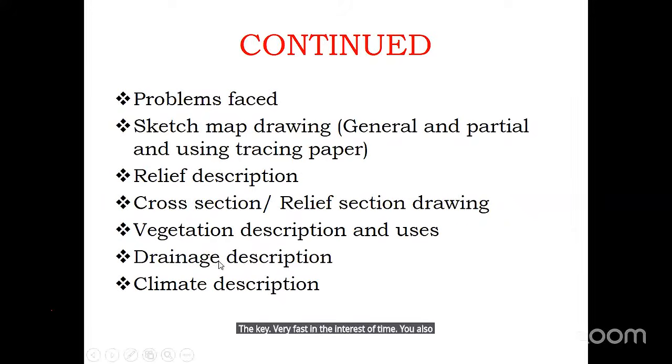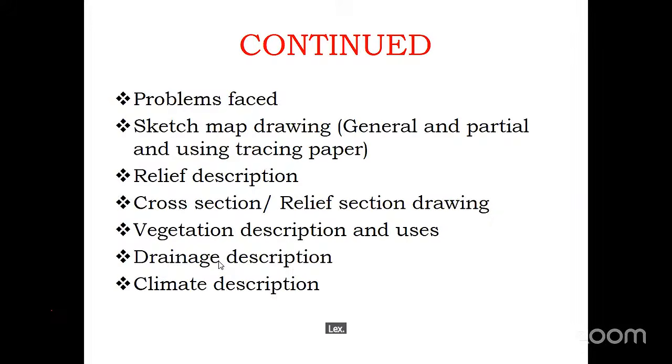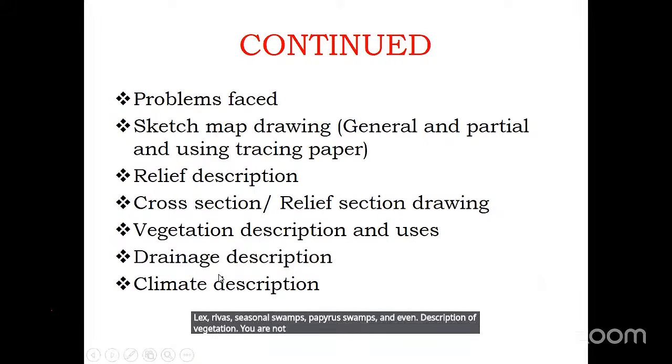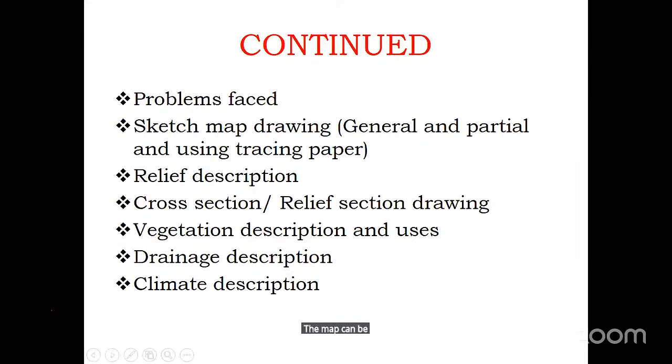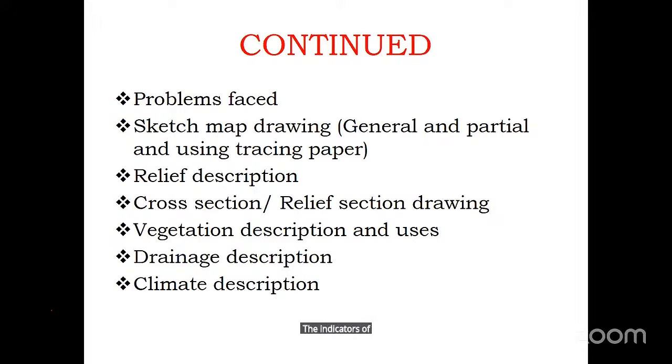You also need to be able to describe drainage on the map. Lakes, rivers, seasonal swamps, papyrus swamps, and even description of vegetation. You are not going to see climate on the map, but the map can be having indicators of the climatic type. Even the scenario can give you the indicators of climate. Like if you read UNEB's paper last year, it had indicators of climate in that scenario. Okay.